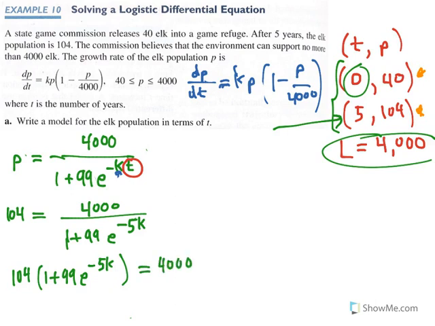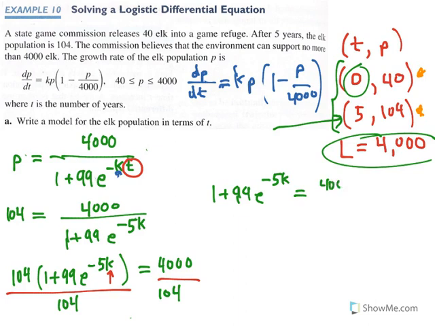So we're trying to get k by itself. So we have to go one step at a time. The next step is to divide both sides of this equation by 104. So when you do that, this is what we have. So we have now 1 plus 99 times e to the negative 5k is equal to 4,000 divided by 104.